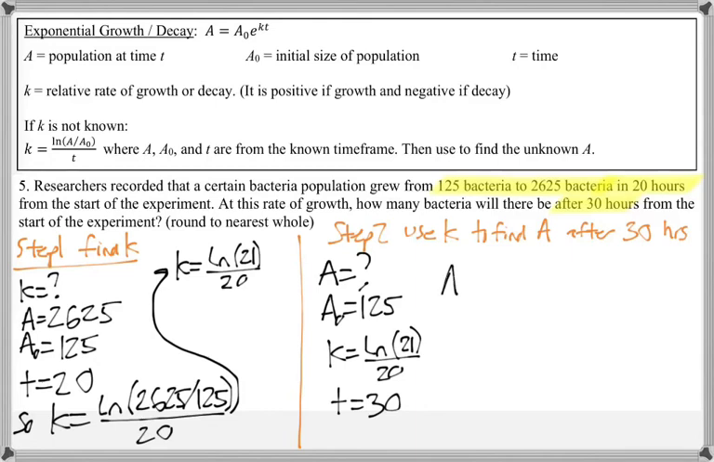So my formula is 125 times e, and we have a big exponent. It's ln of 21 over 20 times 30, and that's all in the exponent. So I need to type this out. And I get 12,029 bacteria.